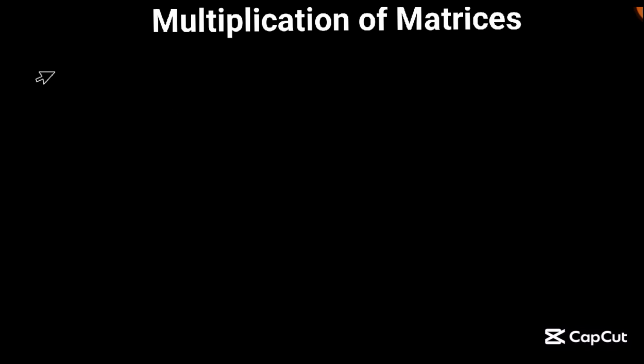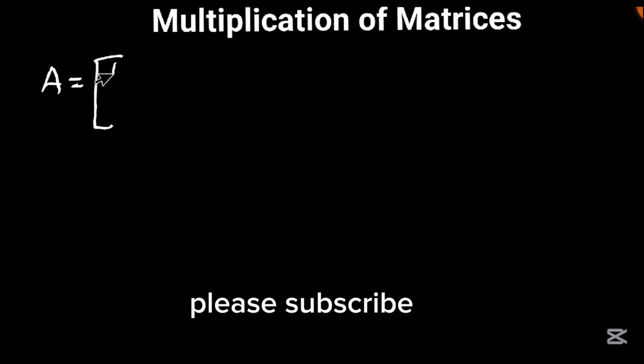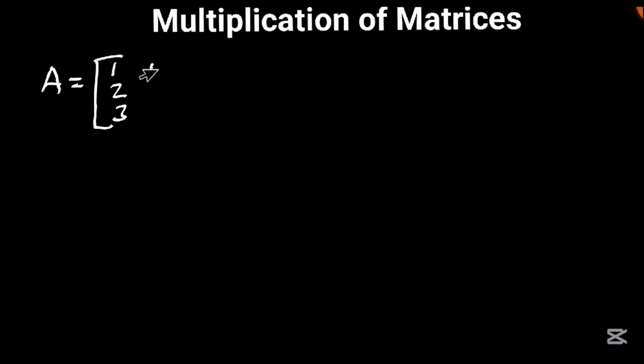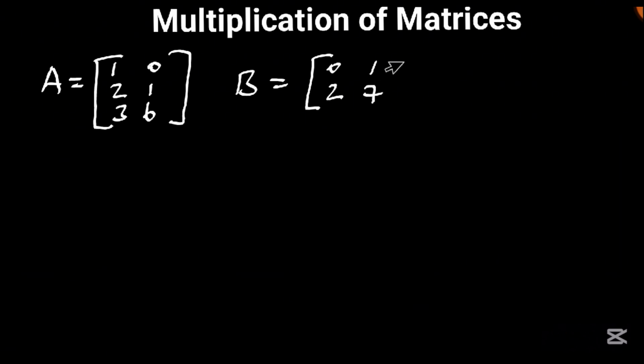In this lesson, we're going to be learning how to calculate the product of two or more matrices. Assuming we have matrix A as 1, 2, 3, 0, 1, and 6, and then we have matrix B as 0, 2, 1, and 7. Let's go ahead and calculate A multiplied by B.